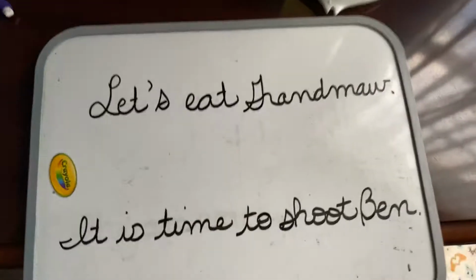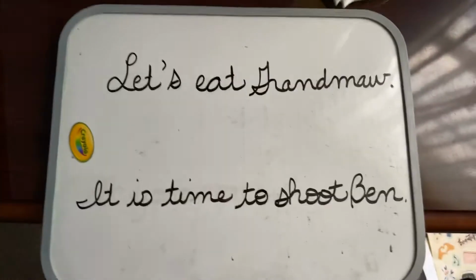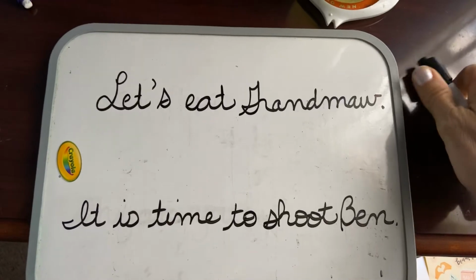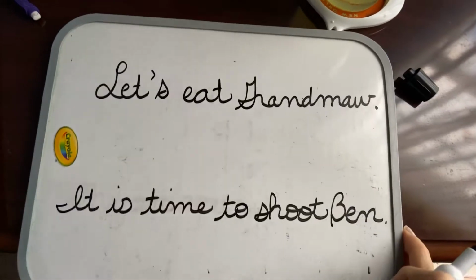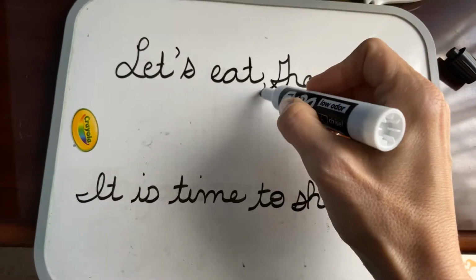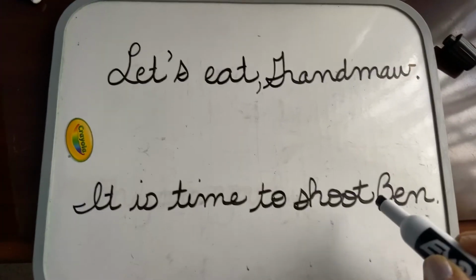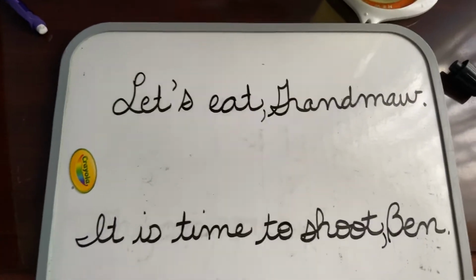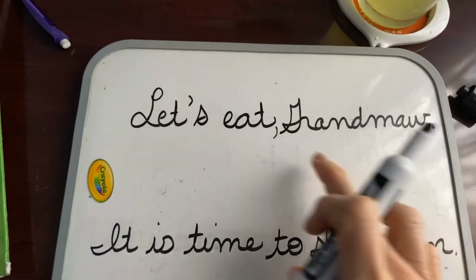So I've got a little whiteboard here. I'm going to flip my phone around because I want you to see it. Look at how important this is. Okay, guys, here are two sentences that I wrote, but they don't have commas. So I have, "Let's eat Grandma." "It's time to shoot Ben." Now, what you need, you would have a comma here, and you would have a comma here. But without those commas, what are you saying?